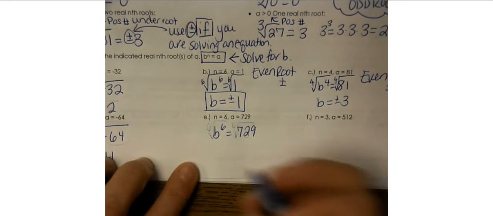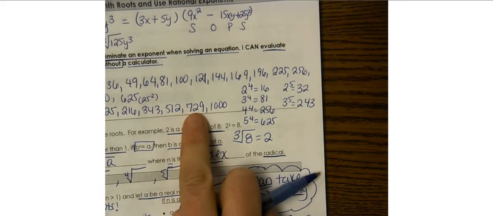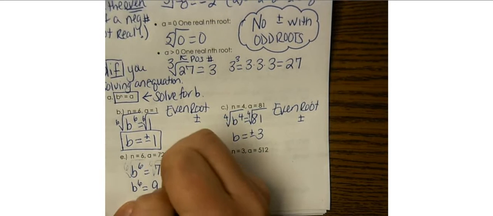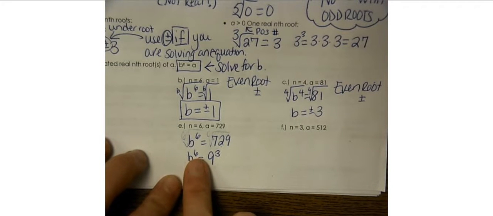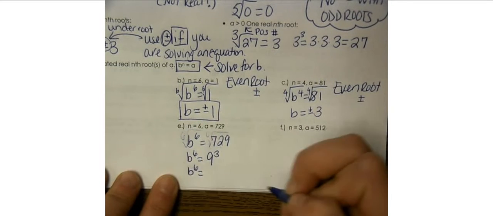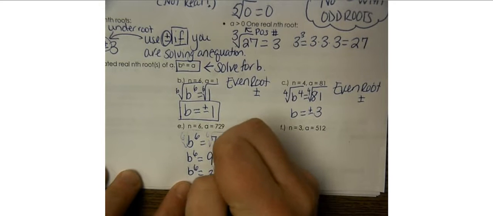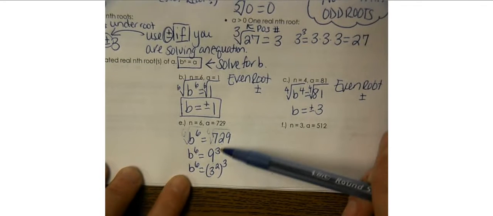So I'm going to simply rewrite b to the 6th, and I know 729 is one of those numbers that I need to memorize, and that is 9 to the 3rd power. So I'm going to rewrite the number 729 as 9 cubed. Well, that's cool, but I still don't have to the 6th power. But what I do know about the number 9 is that it is 3 squared. So I'm going to rewrite this as b to the 6th is equal to 3 squared, and that number cubed. So all I did is replace the number 729 with 9 cubed. Then I replaced the number 9 with 3 squared.